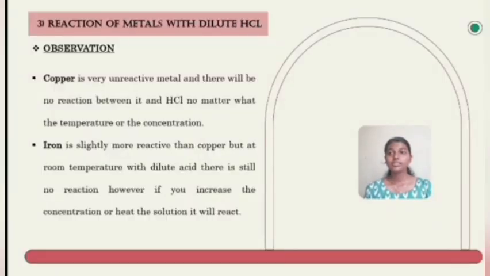Then the third activity is reaction of metals with dilute hydrochloric acid. From the videos we observe that copper is a very unreactive metal, and there will be no reaction between it and HCl no matter what the temperature or concentration. Iron is slightly more reactive than copper, but at room temperature with a dilute acid there is still no reaction. However, if you increase the concentration or heat the solution, it will react.